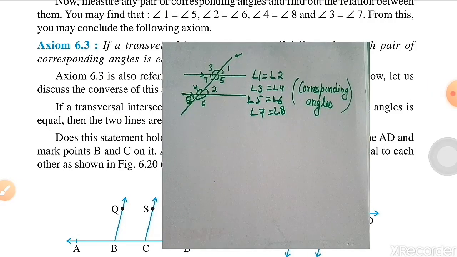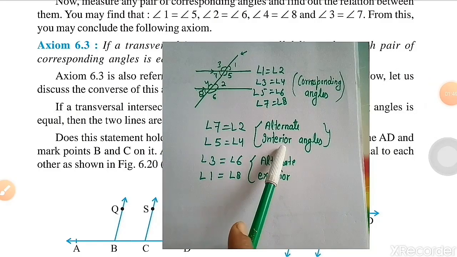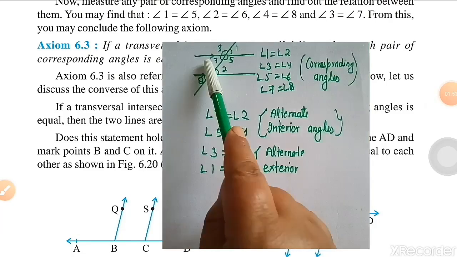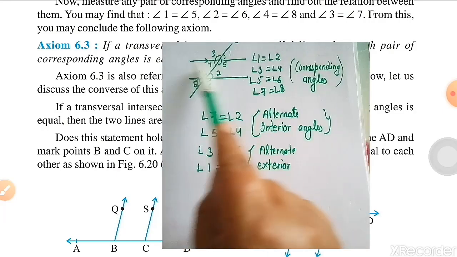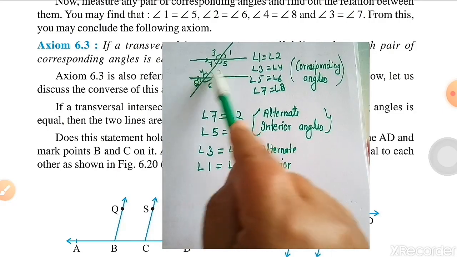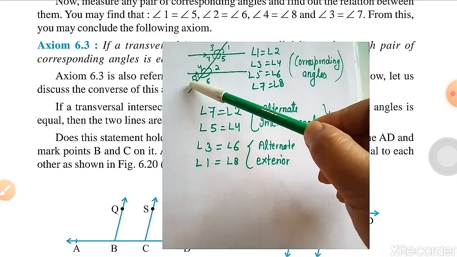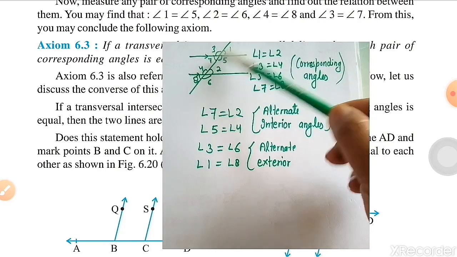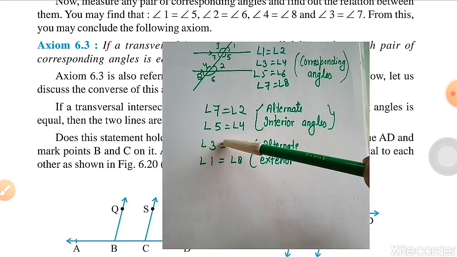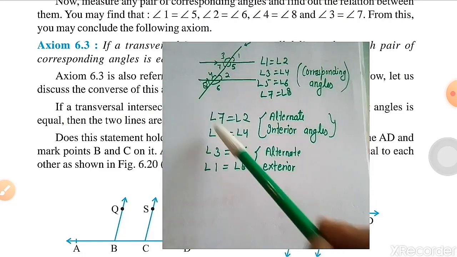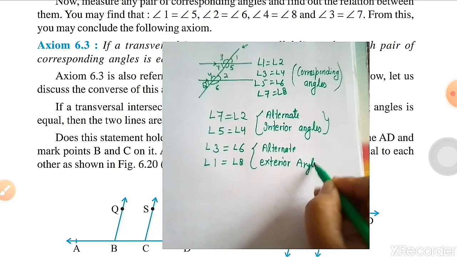Now I will talk about the alternate interior angles. You can see that these are the zigzag angles: 7 and 2, and 5 and 4 are the alternate interior angles because these are lying inside. Now alternate exterior angles: angle 1 and angle 8 are lying alternately on the exterior side. So these are alternate exterior angles, and these are also equal to each other. These are the alternate interior angles and these are the alternate exterior angles.